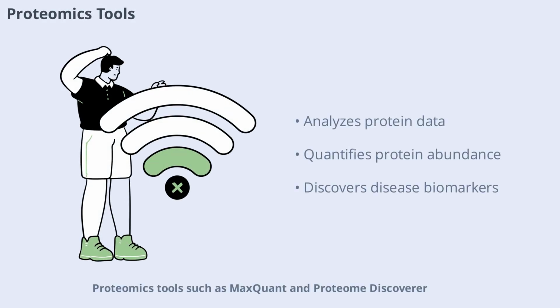Proteomics tools such as MaxQuant and Proteome Discoverer are used to analyze large-scale protein data. These tools help identify proteins, quantify their abundance, and study modifications. Proteomics is essential for understanding cellular machinery and discovering new biomarkers for diseases.